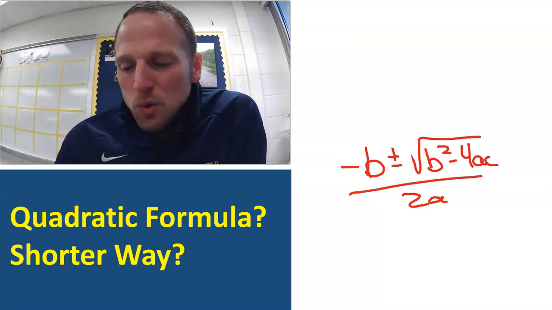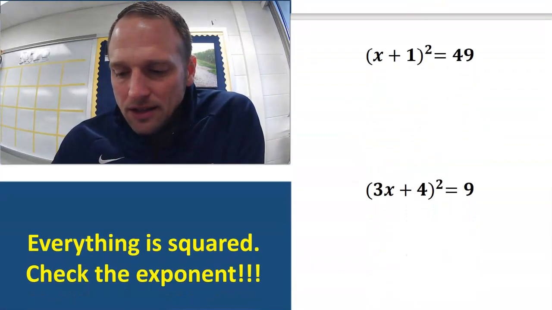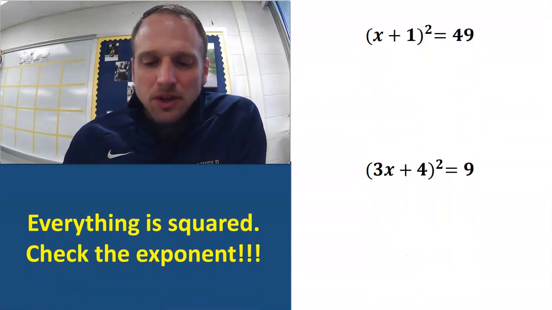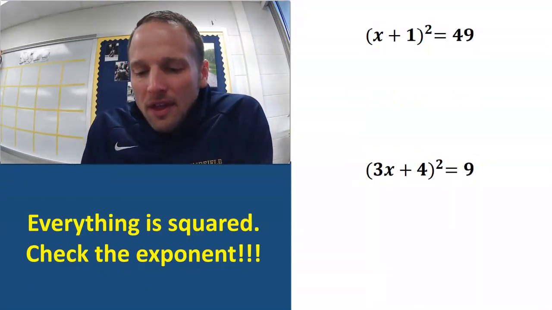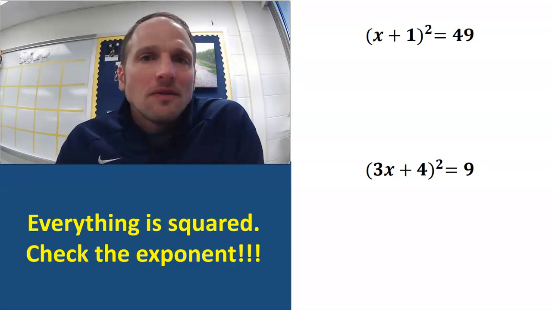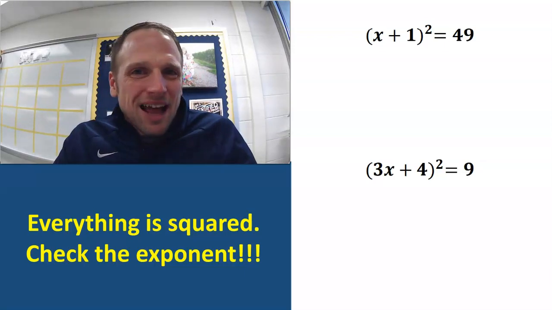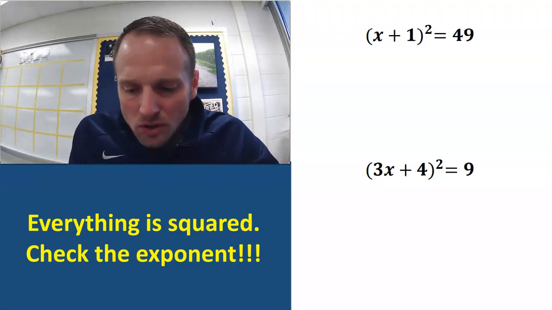But what if there was a shorter way? Let's look at these problems. On the left side, we've got x plus 1 squared equals 49. First of all, let me show you a way, and I'll go through this pretty quickly, that might not be as good, but it would certainly work.